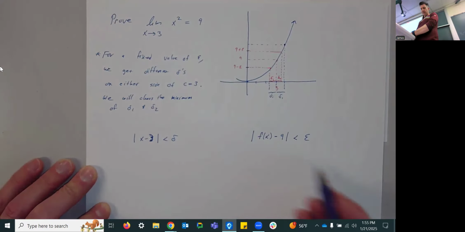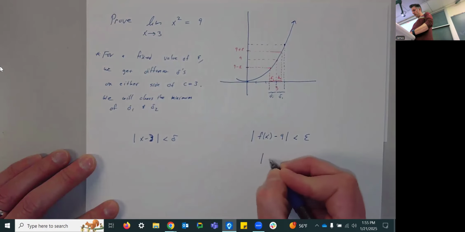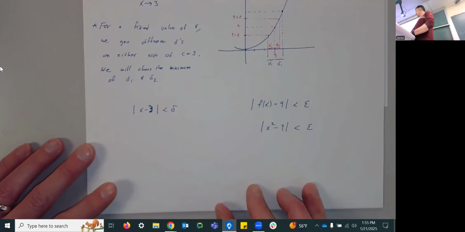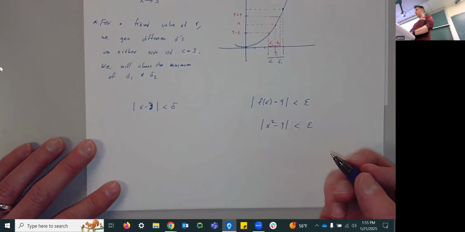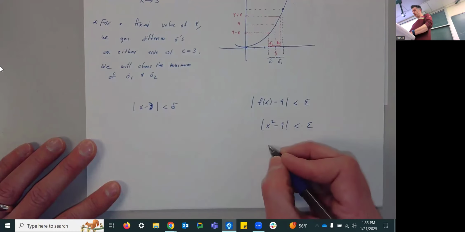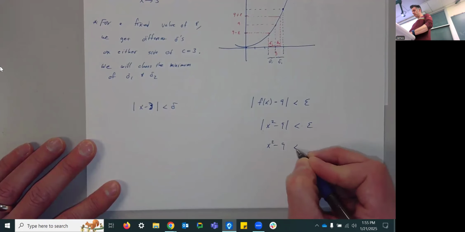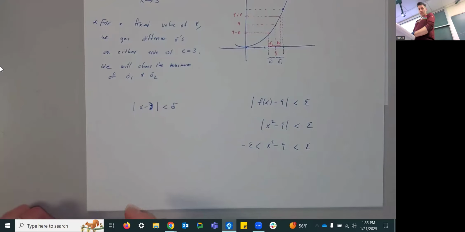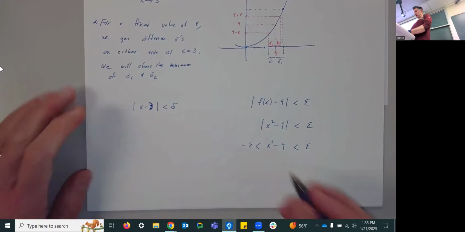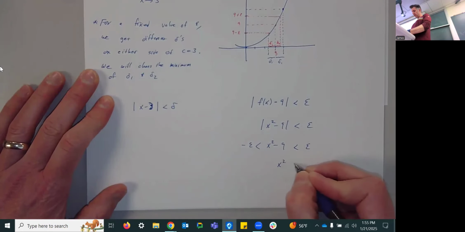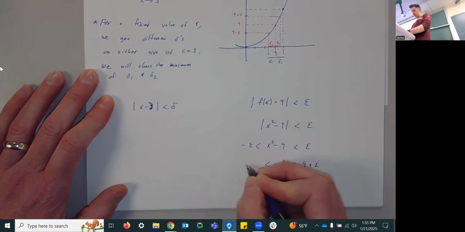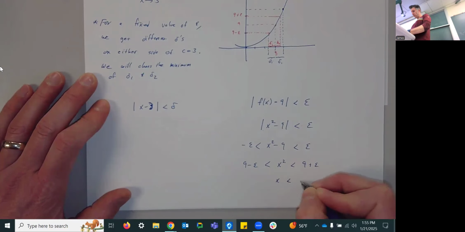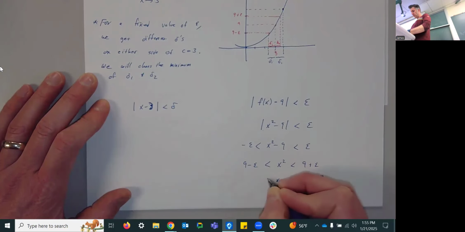So we're going to work on the right-hand side first. So we have the absolute value of x squared minus 9 less than epsilon. And then we're going to rewrite this as a compound inequality. If an absolute value is smaller than a number, it means the inside stuff is smaller than the positive number and bigger than the negative number. And then we're going to try to isolate x. So we're going to add 9 to every side. So x squared is less than 9 plus epsilon, bigger than 9 minus epsilon. And then we're going to take the square root of both sides. So x is between the square root of 9 minus epsilon and the square root of 9 plus epsilon.